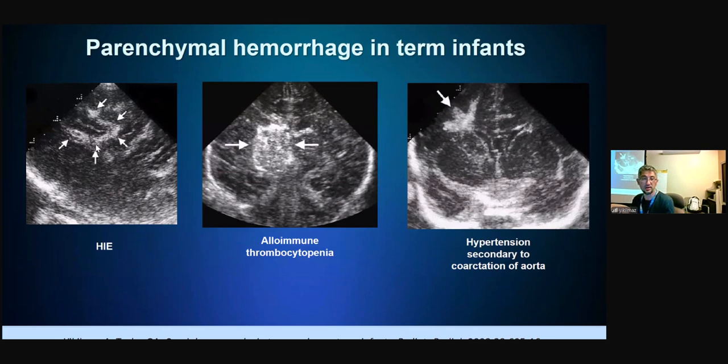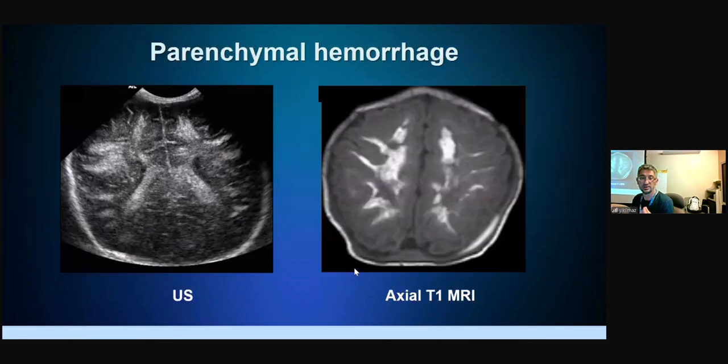Some examples, you can have a subcortical hemorrhage in HIE. You can have a deep, large hematoma in the basal ganglia in patients with alloimmune thrombocytopenia. And this patient had subcortical white matter hemorrhage due to hypertension secondary to coarctation of the aorta. They all appear as echogenic lesions. Another one, like diffuse hemorrhage within the brain parenchyma on the ultrasound, and this is correlation with the MRI.